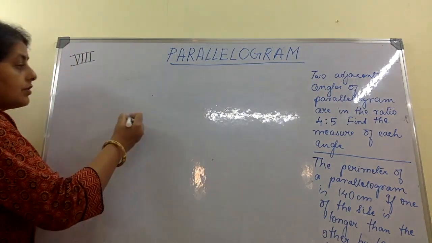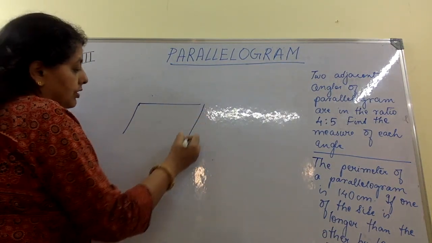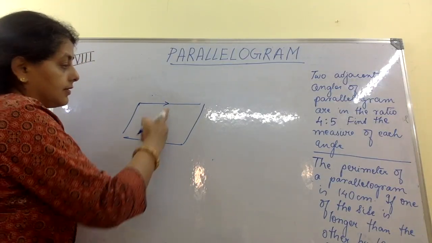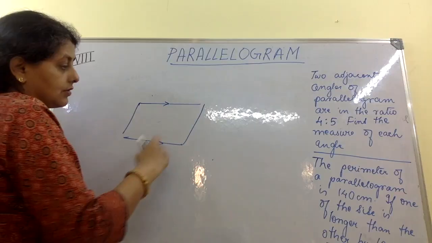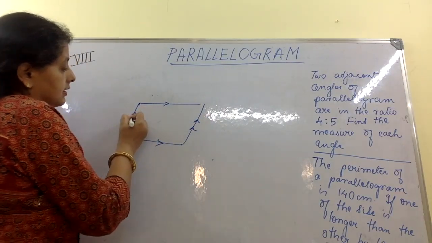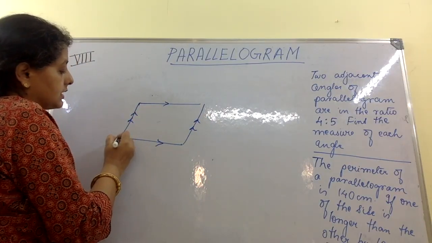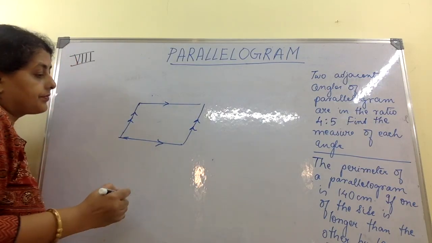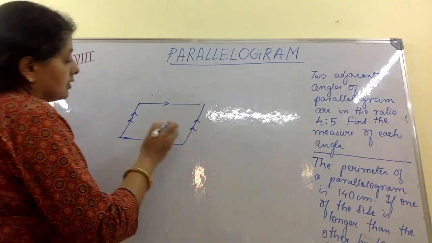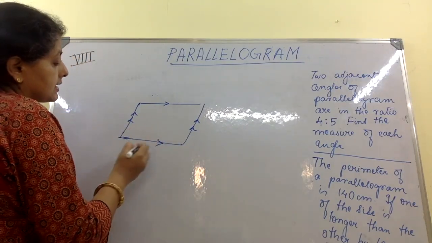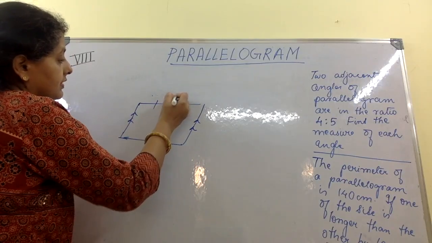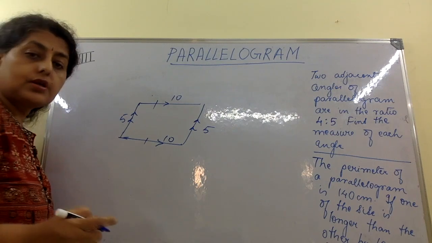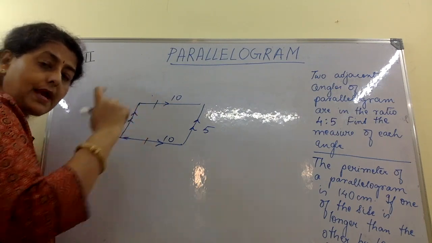A parallelogram is a quadrilateral which follows certain rules. Opposite sides are parallel. This line will be parallel to this. Similarly, these two are parallel. So opposite sides are parallel in a parallelogram. Opposite sides are also equal in length, which means if this is 10, this is also 10, if this is 5, this is also 5 centimeters. Opposite sides are equal, opposite sides are parallel.